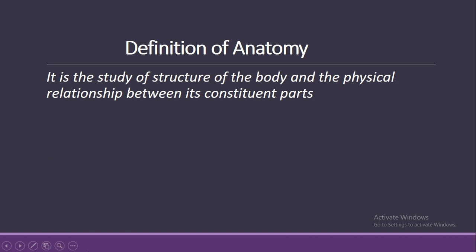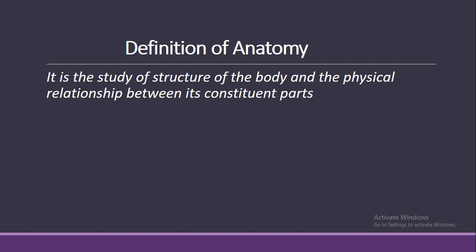Definition of anatomy: it is the study of structure of the body and the physical relationship between its constituent parts. So it's very clearly understood. There are so many definitions, but I've selected this because it's very simple and clearly explained, so I have referred to the Ross and Wilson book for anatomy and physiology. So it is the study of structure of the body. We are going to study the structure in the sense of the shape, size, color. That is the basic structure. What it looks like while looking at the body.